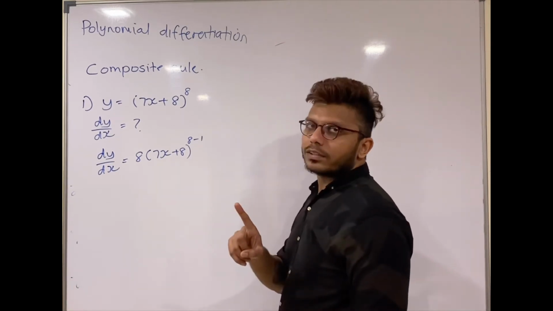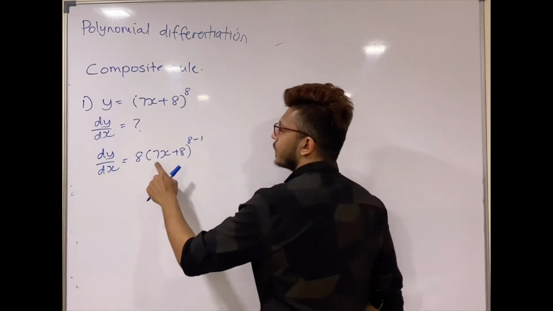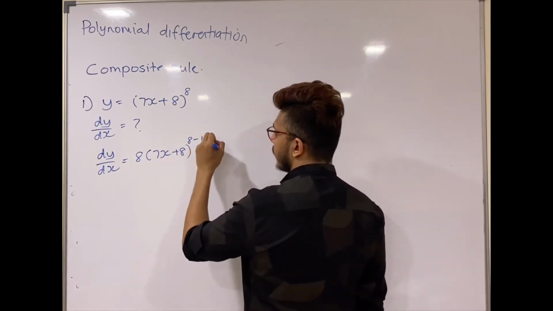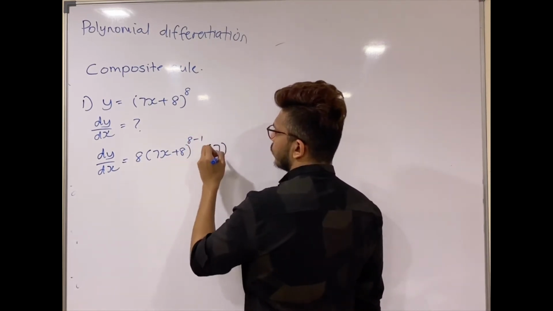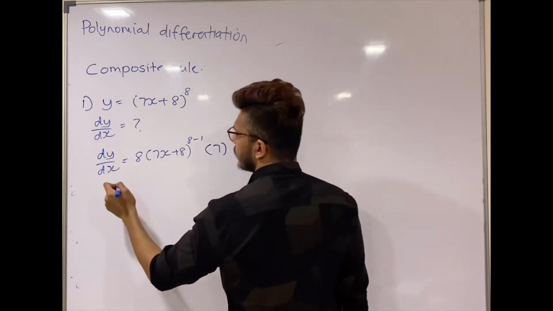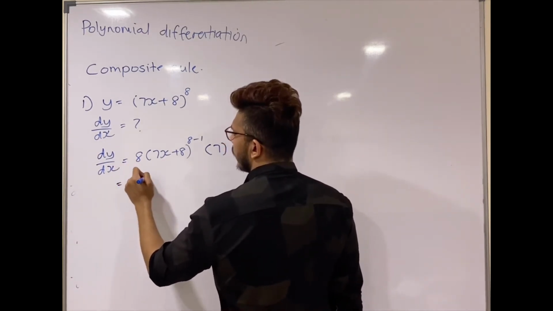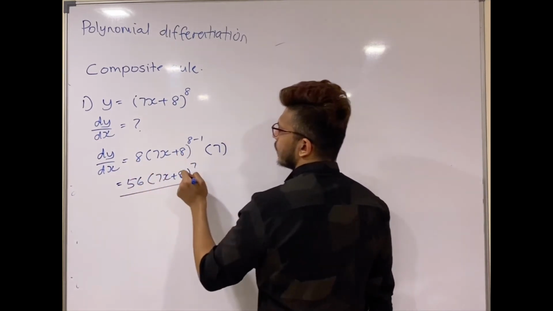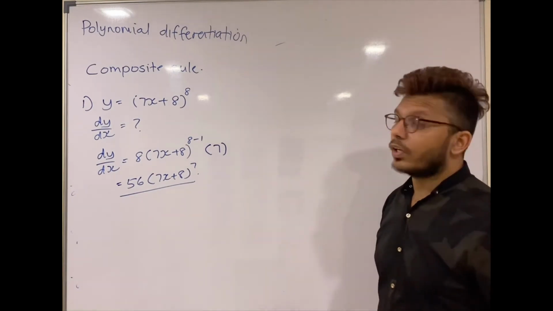But there's one extra step. Differentiate what's inside and write beside that. So when I differentiate 7x, I get 7. 8 is just 0, so the answer is going to be 7. Now you can times 8 with 7. What is that? 56, (7x plus 8) to the power of 7. That's the answer. Now let me give you one more question.